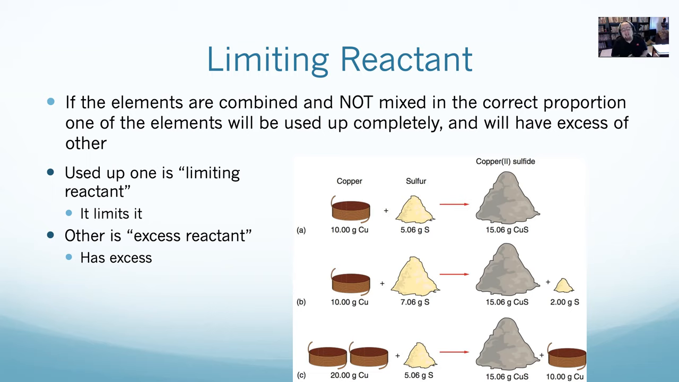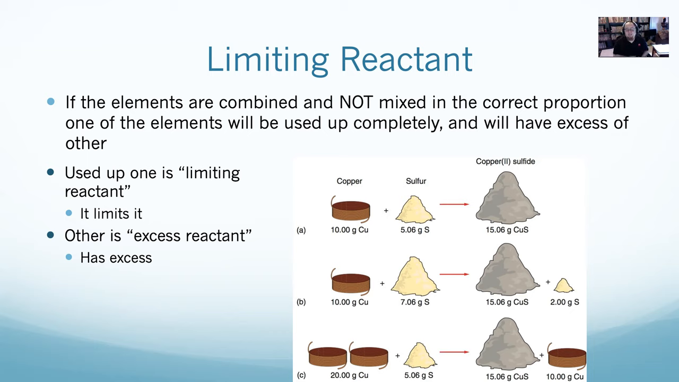This is called a limiting reactant. Whenever a chemical reaction works, unless you have perfectly the exact amount, there will always be a limiting reactant and an excess reactant. The limiting reactant is what you run out of first and causes the experiment to stop working. The excess reactant is whichever one you have extra of. In this middle line here, this line B, I would say copper is the limiting reactant, because when I'm mixing the copper and sulfur, it'll react till it runs out of copper. Copper limits it. It stops it. Sulfur is the excess reactant.